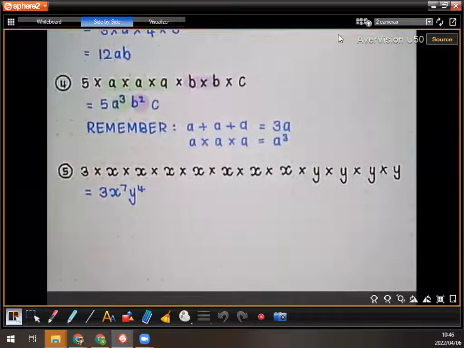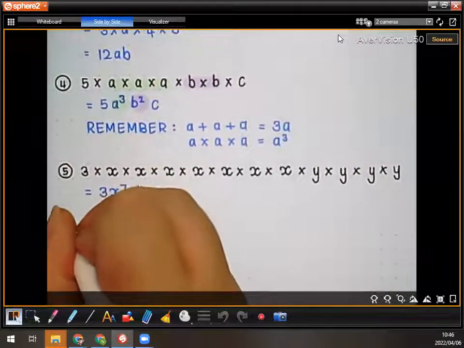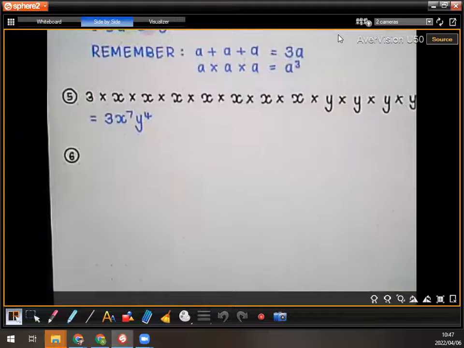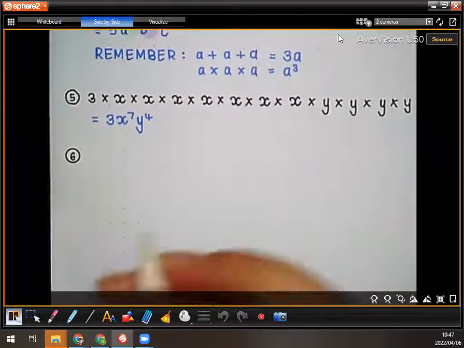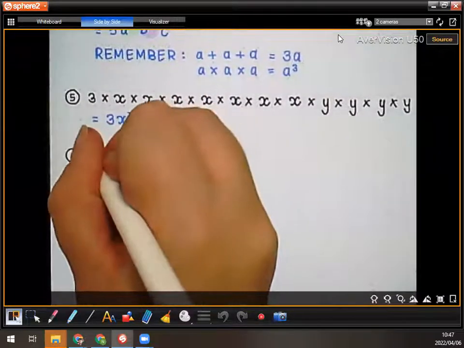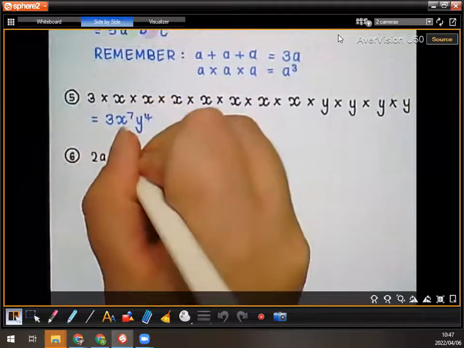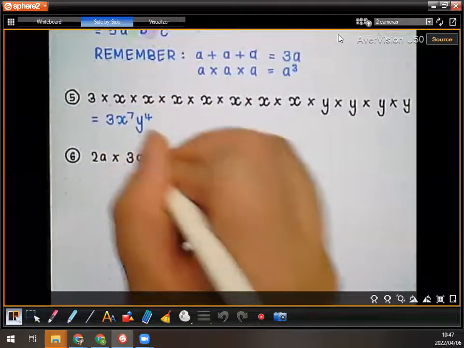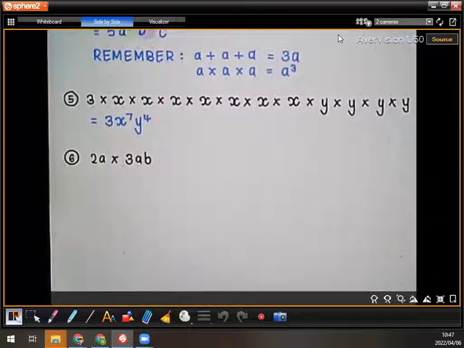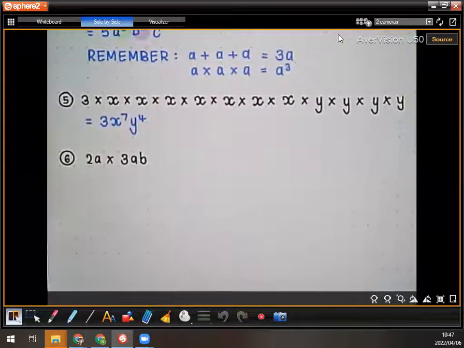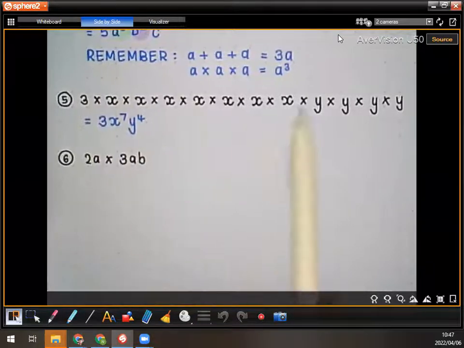Now, what they can also do is ask it differently. So let's look at number 6. They can give you something like 2a times 3ab. So all of the parts aren't written separately like they were up here. They're just putting some of them together.